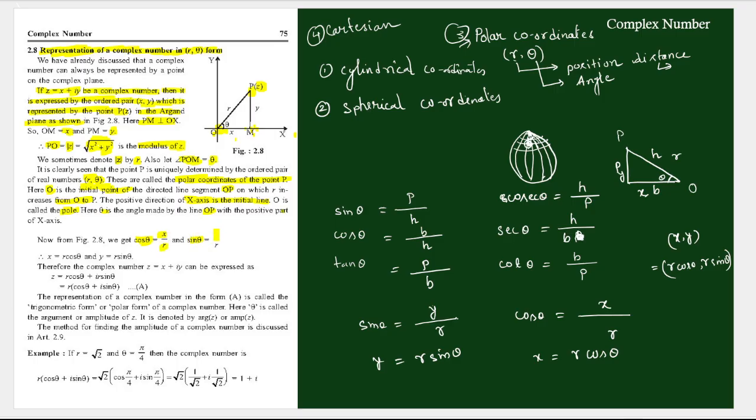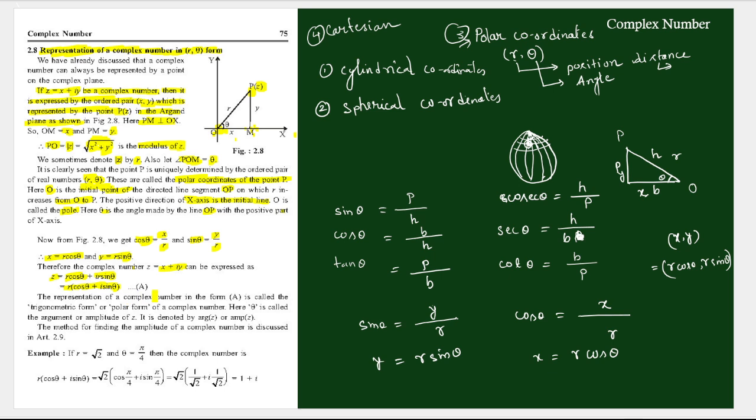If we apply sine theta, we will get y by r. Now x will be r cos theta, and y will be r sine theta. So our complex number is nothing but x plus iy. Now you put this in there, then we will get z equal to x plus iy, which is r cos theta plus ir sine theta. Now both sides we have r, so take the common r, then we get r(cos theta plus i sine theta).